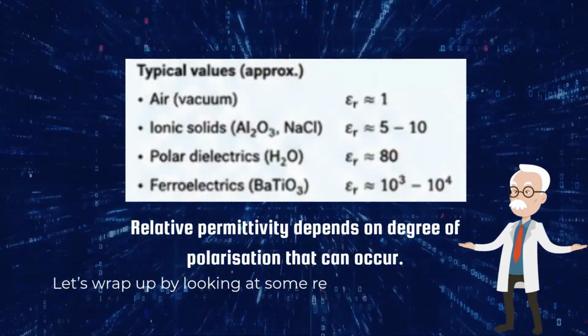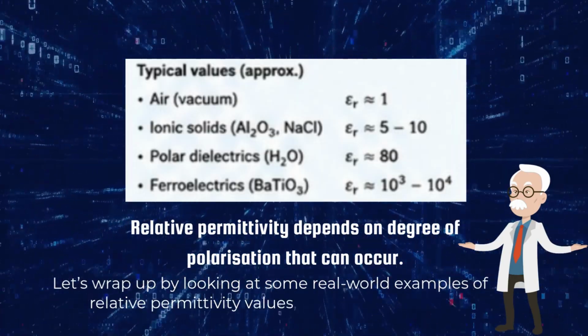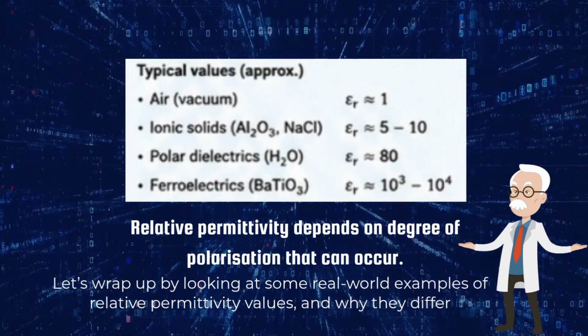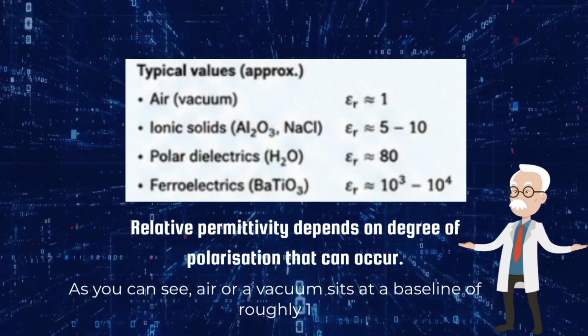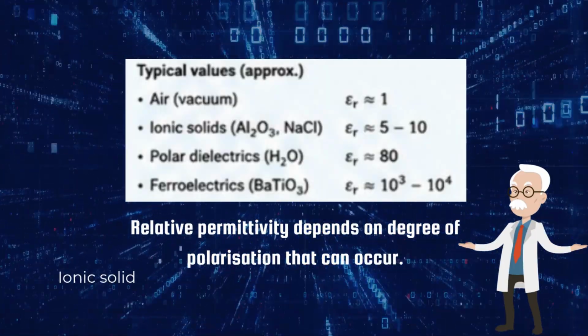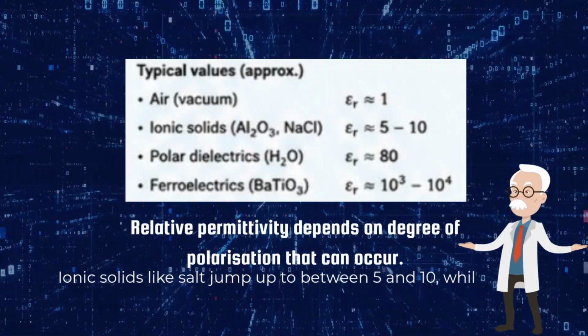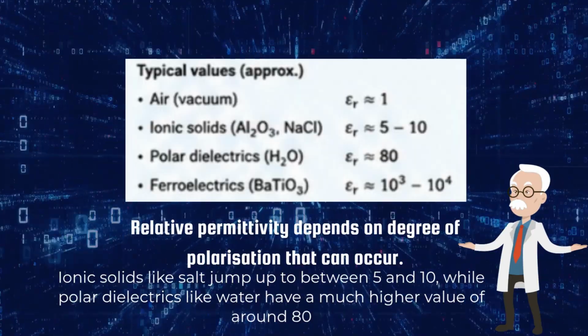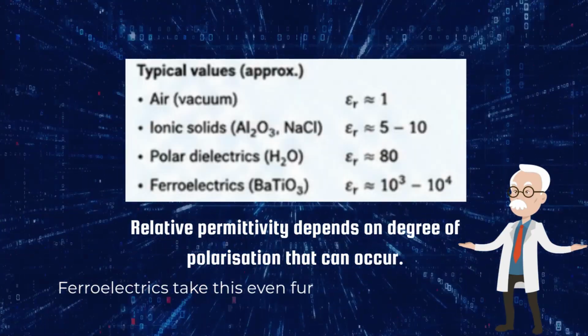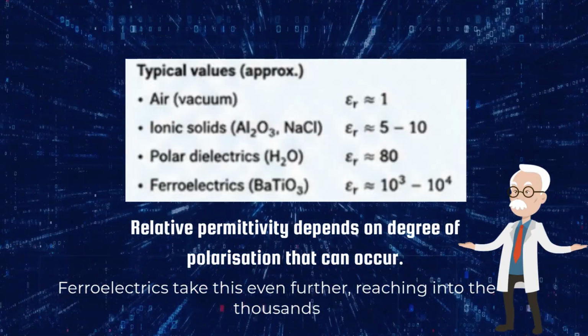Let's wrap up by looking at some real-world examples of relative permittivity values and why they differ. As you can see, air or a vacuum sits at a baseline of roughly 1. Ionic solids like salt jump up to between 5 and 10, while polar dielectrics like water have a much higher value of around 80. Ferroelectrics take this even further, reaching into the thousands.